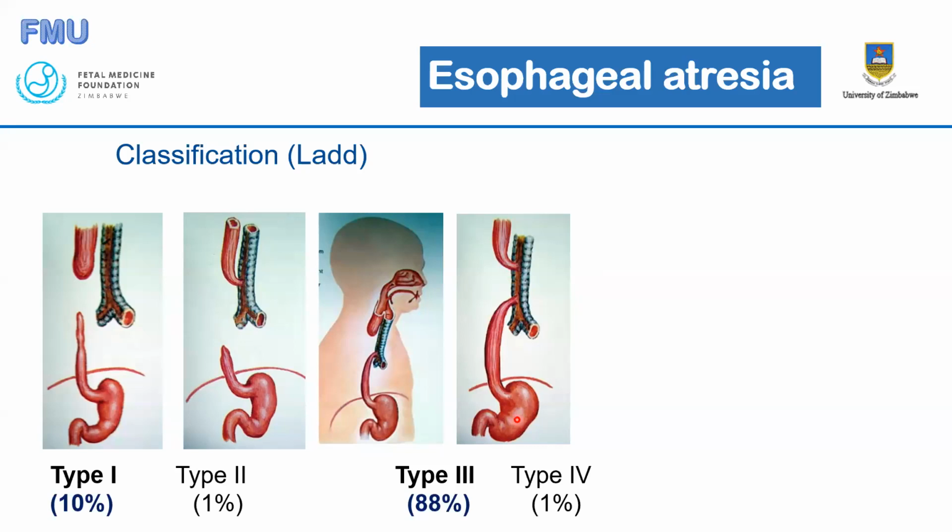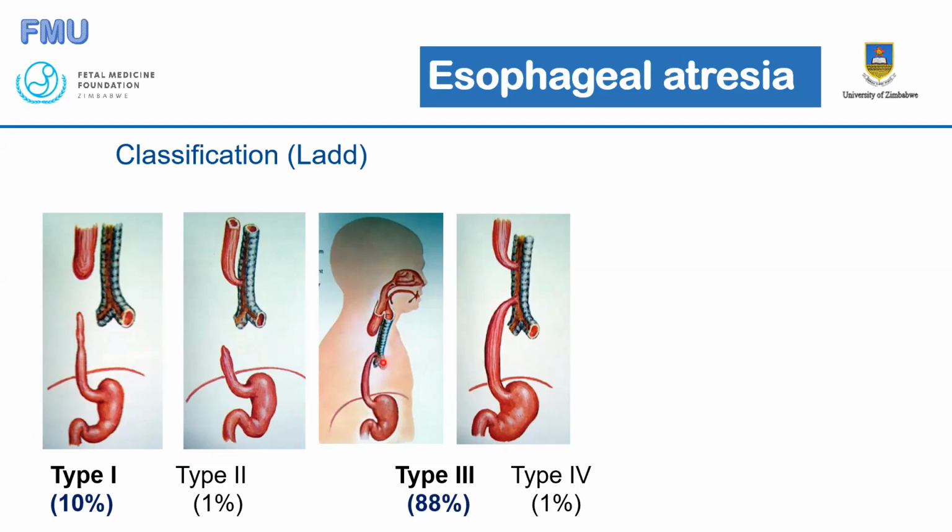So what it means is that if we are to use non-visualization of the stomach to try and pick up esophageal atresia, we may probably pick less than 20% of the actual esophageal atresia, because 88 to 89% of them will have some stomach of some sort because of the fistula between the trachea and the lower esophagus, as you can see.